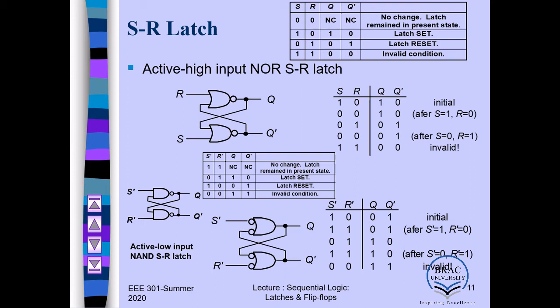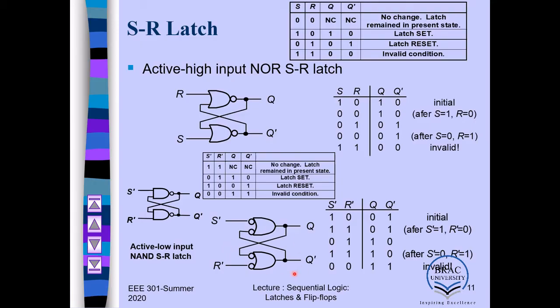Then the next one, 0 1. So 0 1 means reset. Then reset to 0, Q becomes 0, Q prime is inverted, 1. Then 0 0 again, no change. So 0 1, 1 1, 1 1 is here, 0 0 invalid. For this active low input NAND SR latch, it could be represented as this one.